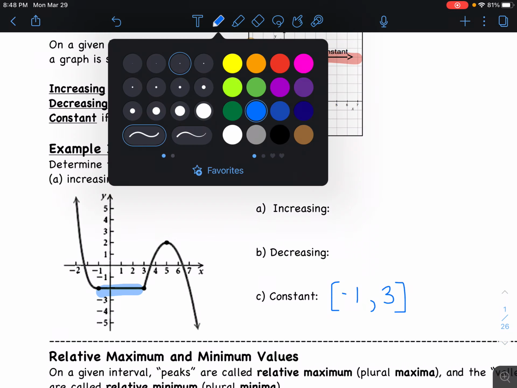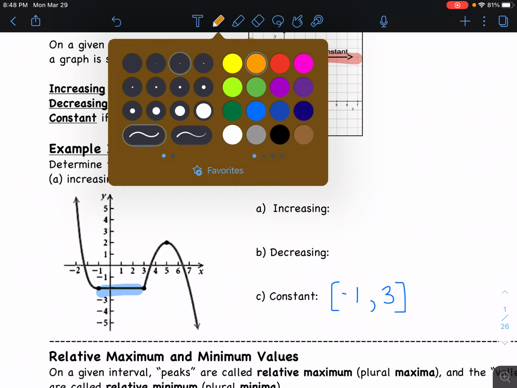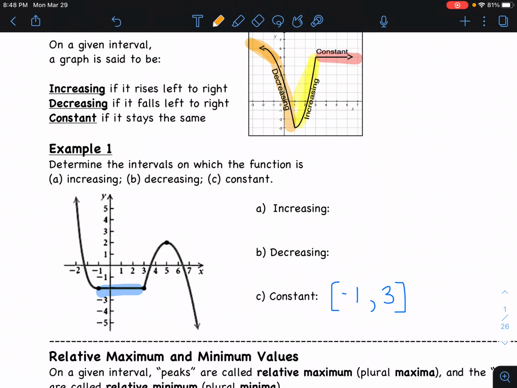Okay, next up, I'll go into increasing. So this guy increases from left to right. Right here. That interval increases. So that would be, I eye up the x values. That covers the x values from -3 inclusive to 5 inclusive.